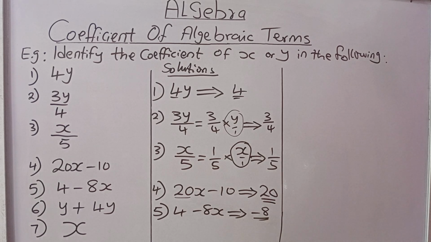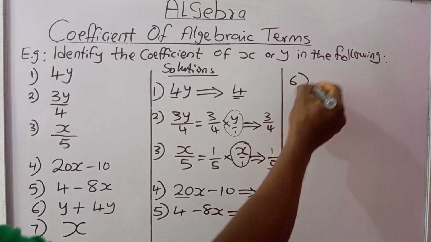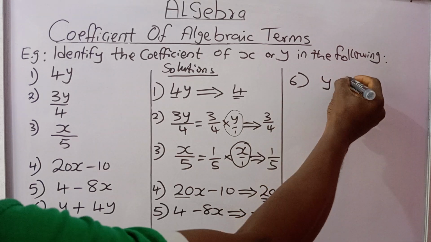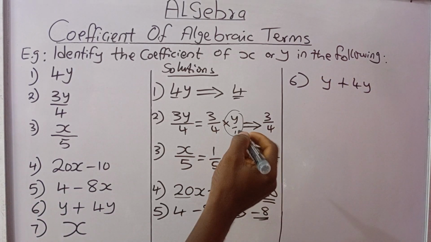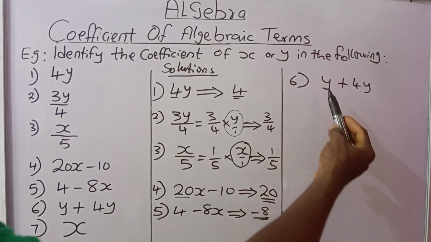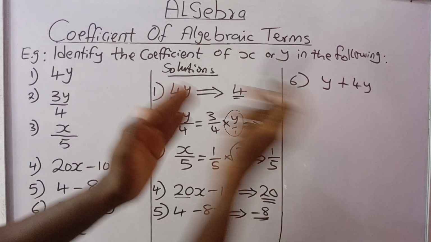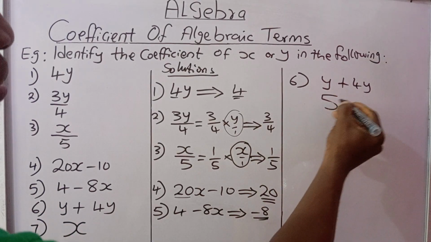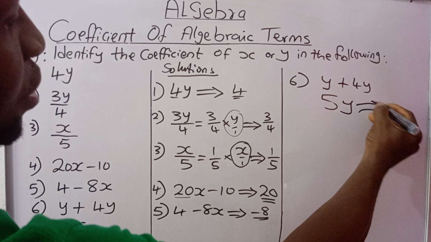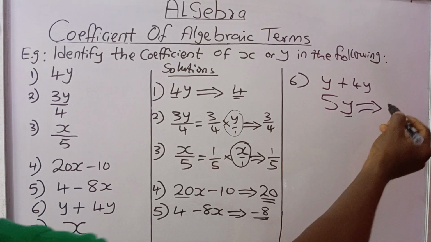All right, so let's get the coefficients of number 6 and number 7. For number 6, here we have y plus 4y. In this particular example, both of them are like terms. They contain the same alphabet, so we can bring them together. So 1y plus 4y will give us 5y. So can we now suggest what the coefficient of y is? The coefficient of y in this instance is what?